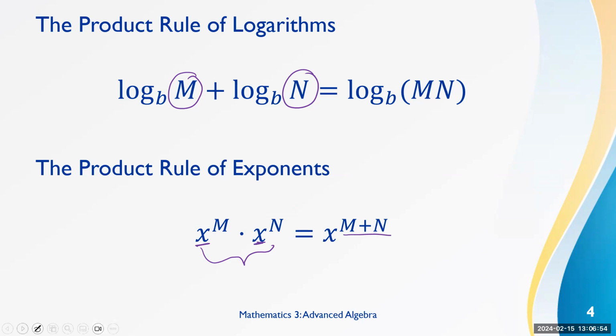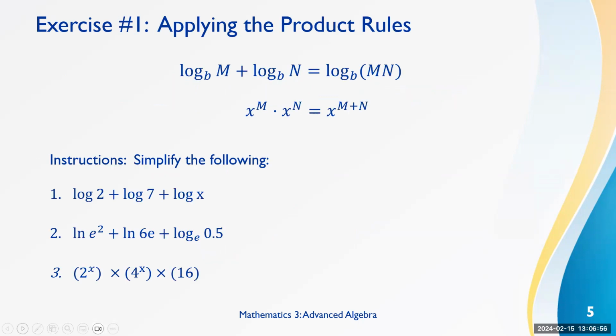Okay, let's try to have an example here. In problem 1, let's try to simplify the logarithm: log 2 plus log 7 plus log x. We want to combine these three logs into just a single logarithm. So how do we do that? We apply the product rule.